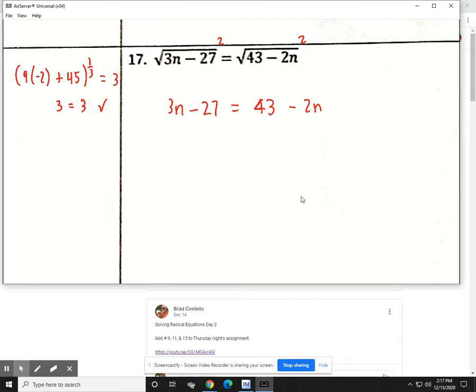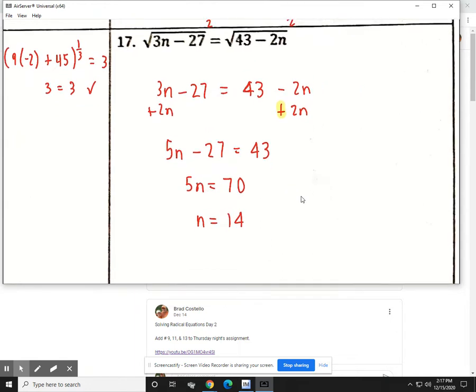It's real simple. So remember, I like to look at these two, the 3n and the negative 2n, and just determine which one's smaller. Well, it's the negative 2n, so I'm going to add that 2n to move it to the 3n. 3n plus 2n is 5n minus 27 equals 43. So now I'm just going to process getting n alone. I'm going to add 27. 43 plus 27 is 70. And then I'm going to divide by 5, so n equals 14.